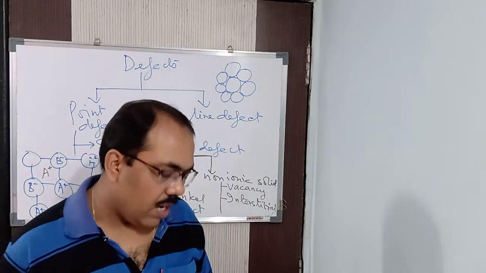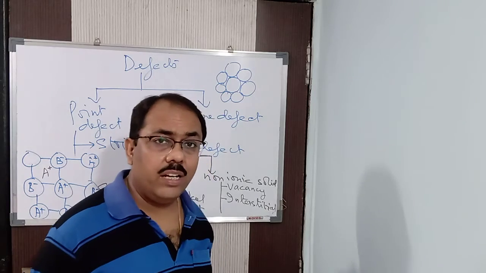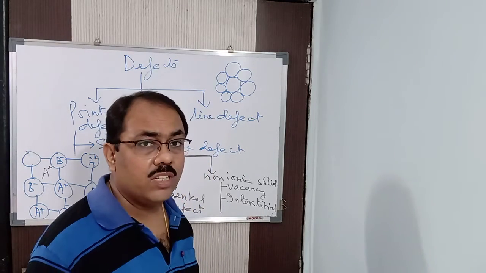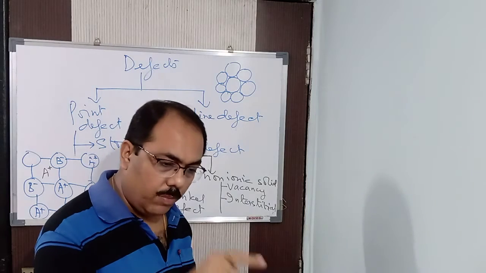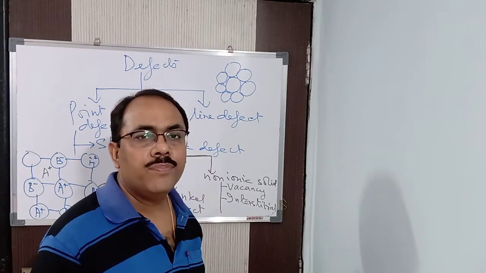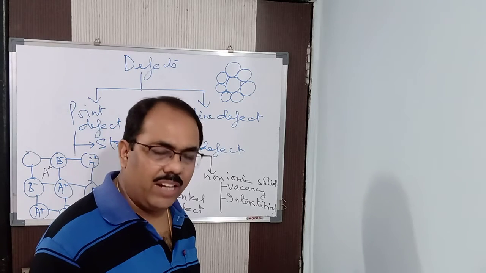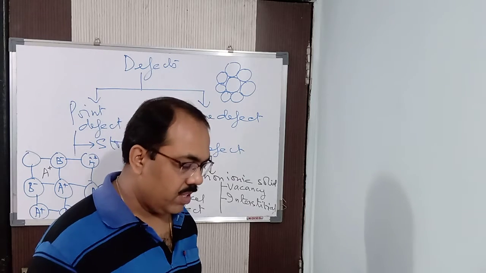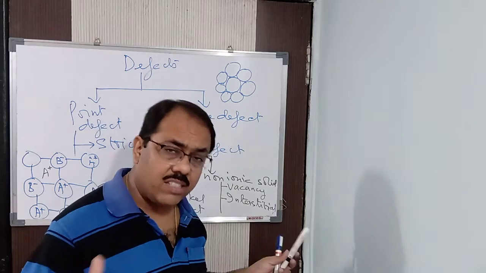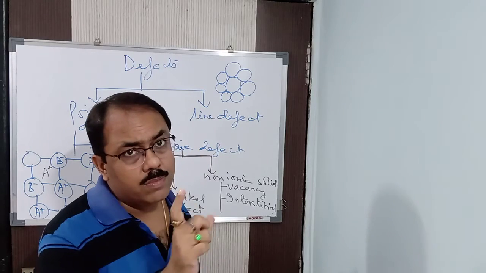Now what are the conditions for Frenkel defect? In Schottky defect, you have seen high coordination number. Here it will be low coordination number, that is, a coordination number of either 4, 6, or 8 also in certain cases. And there should be a large difference in the size of cations and anions. There you have seen small difference.